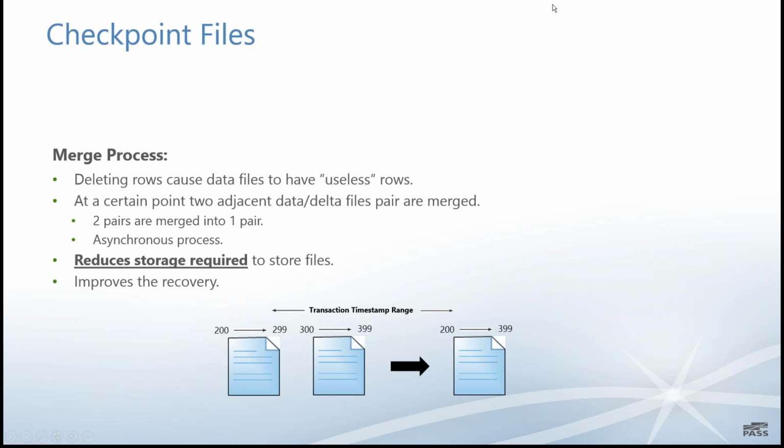The merge will get all the valid data and create a new data file with only valid data, ignoring and discarding all the rows that have been deleted before, and create a new file and delete the old one. So from here you can see this one started at 200 and this one finished at 399. And this new file will cover all this timestamp with only valid data. So this way you can save disk space, and the performance in the recovery will be better.